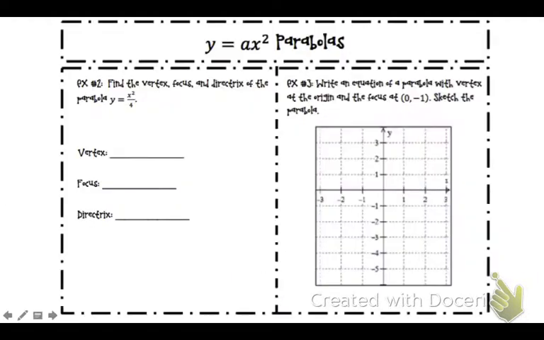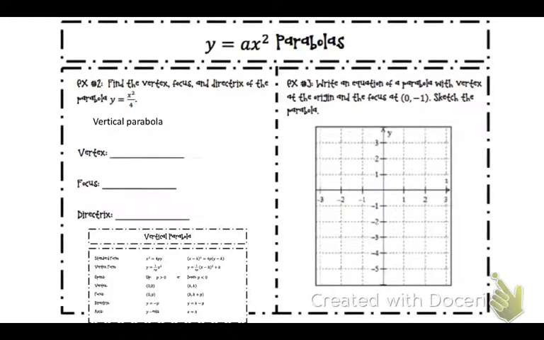Okay, let's look at this one. So find the vertex, focus, and directrix of the parabola. So we have y equals x squared divided by 4. Well, first, this is a vertical parabola because it's y equals, and it's going to open up because it's positive. My vertex here is 0, 0. There's no pluses or minuses.